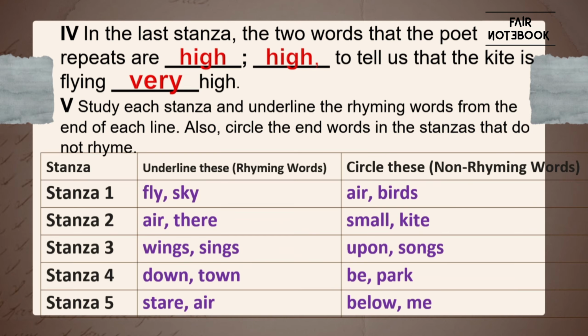Stanza 1. Rhyming words: fly, sky. Non-rhyming words: air, birds. Stanza 2. Rhyming words: air, there. Non-rhyming words: small, kite. Stanza 3. Rhyming words: wings, sings. Non-rhyming words: upon, songs. Stanza 4. Rhyming words: down, town. Non-rhyming words: be, park. Stanza 5. Rhyming words: stair, air. Non-rhyming words: below, me.